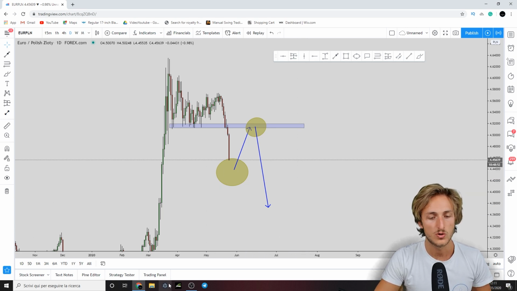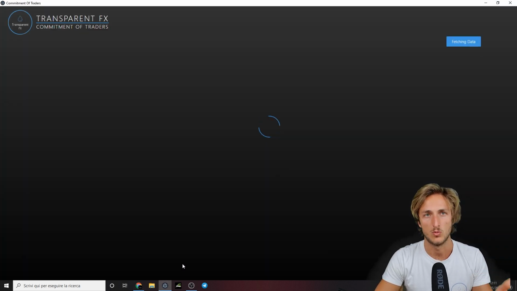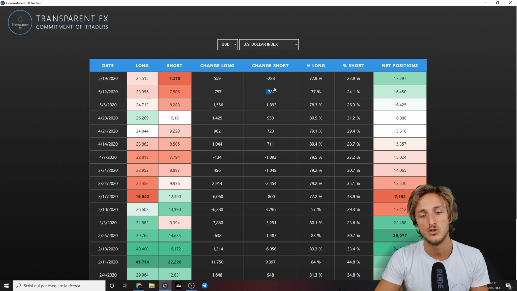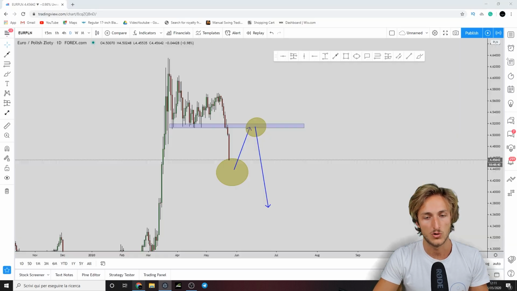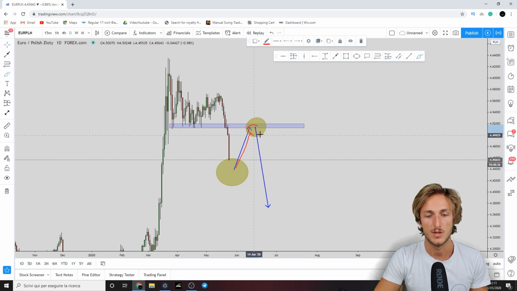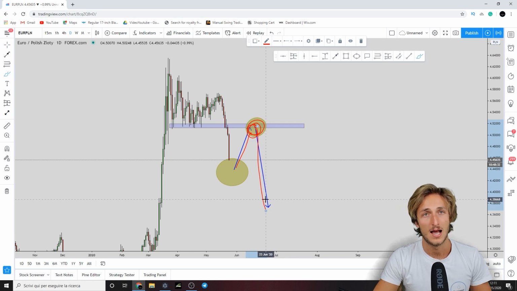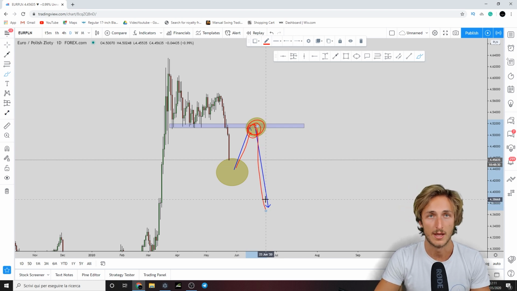Obviously, we will also have new COT data that we can work with. We will have the new reports coming out, and it would be great to see hedge funds during the move to the upside add new shorts from a euro perspective. And if during this move to the upside, hedge funds will be adding more shorts, then this will again be a very high probability trade to the downside.